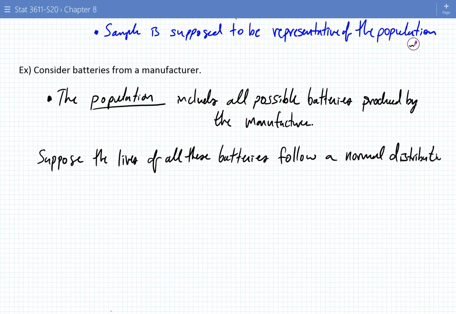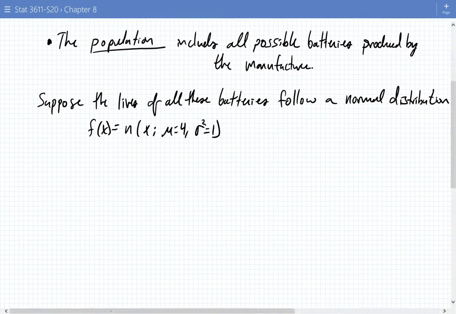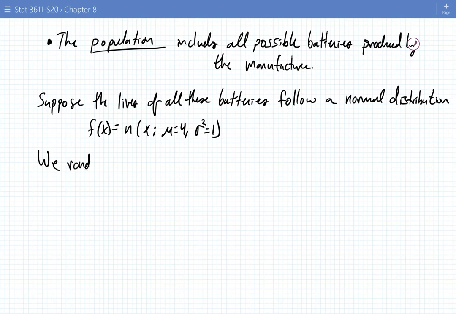Normal distribution, f of x. Let's say we have a mean of 4 and a variance of 1. All right. And we will randomly select 8 of these batteries.